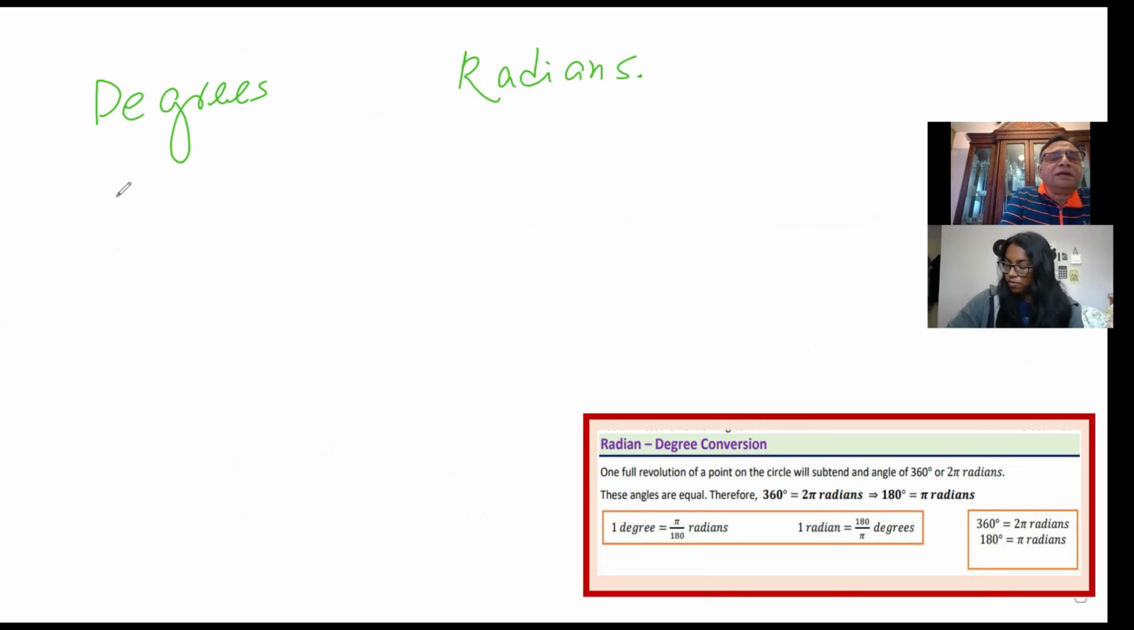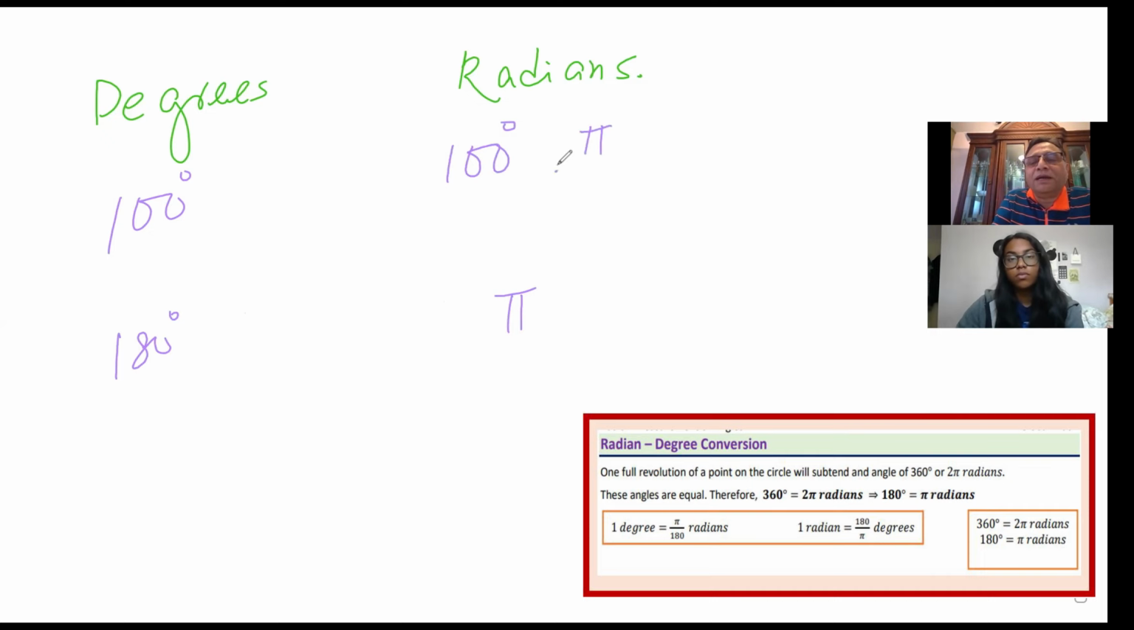For example, if I have 100 degrees, how many radians will that be? We know that 180 degrees is equal to pi radians, correct? So if I have to convert 100 degrees to radians, what should I do? Well, I want radians on the top, right? So I'll multiply by pi and divide it by 180. So degrees will cancel and I'm left with radians as my units.